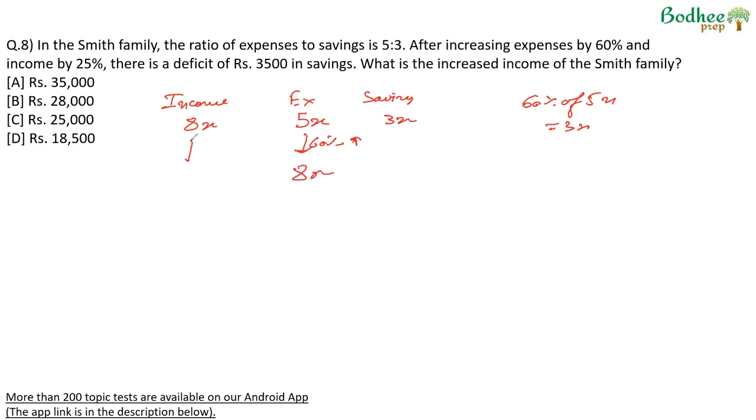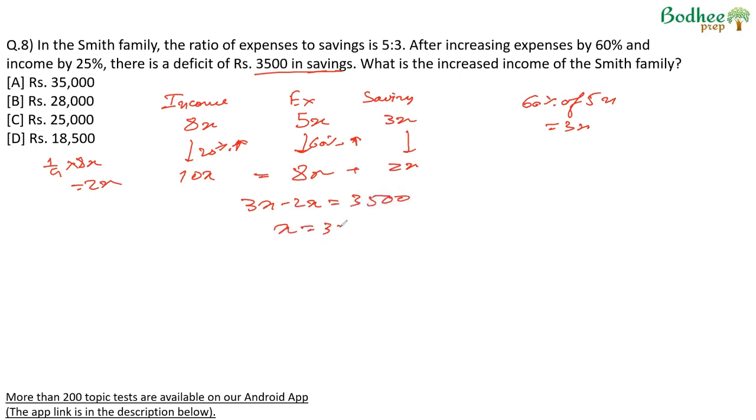And income increases by 25%. 25% is 1/4. 1/4 of 8x will be 2x. So 8x plus 2x will be 10x. So the new income is 10x, the new expenditure is 8x. There is a deficit of 3,500 in savings. Clearly here the savings will be 2x. So the deficit in savings is 3x minus 2x, which is given as 3,500, which means x is equal to 3,500. What is the increased income of the Smith family?